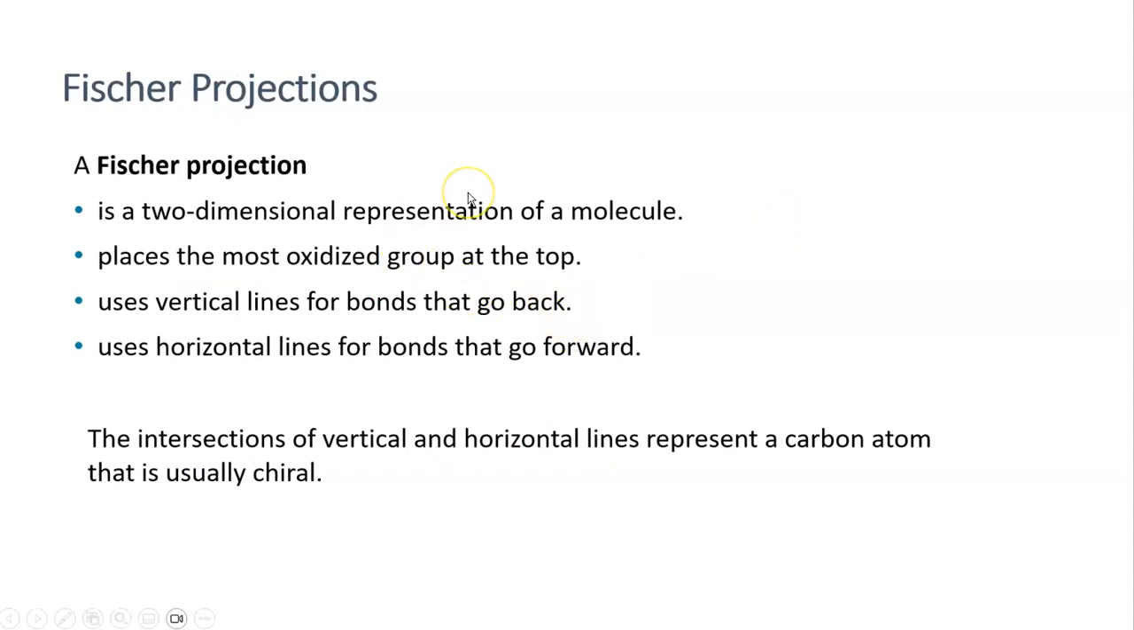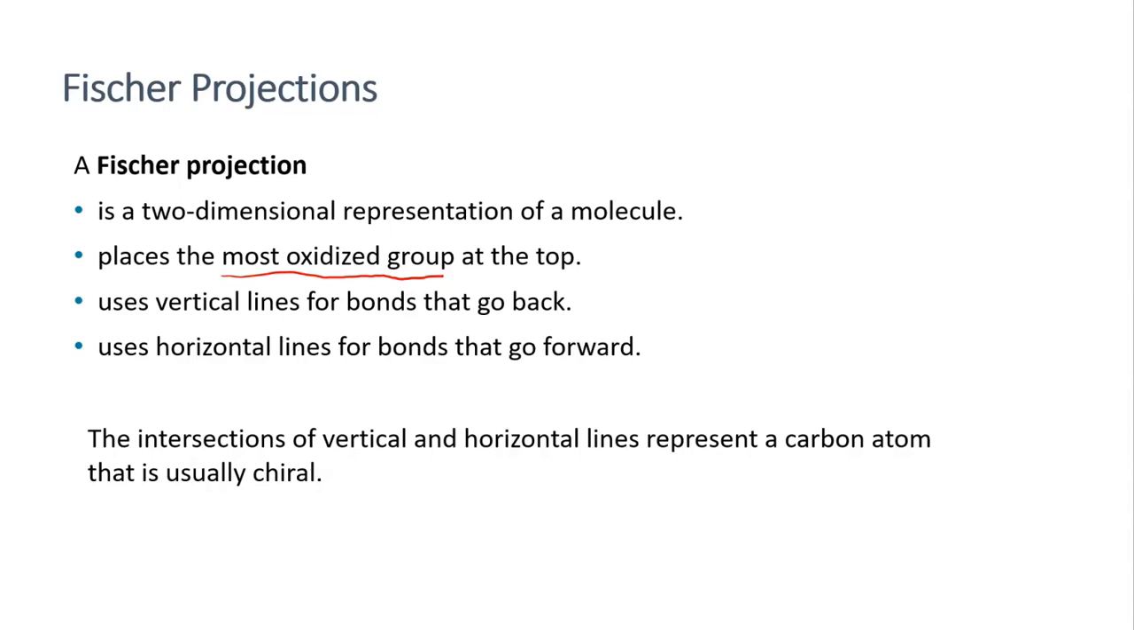Now, in order to simplify these three-dimensional molecules, there is a model called Fischer projections. Now, what is this Fischer projection? This Fischer projection is a two-dimensional representation of a 3D molecule. So it's actually a simplification. For any given carbohydrate molecule specifically, we can draw a Fischer projection by placing the most oxidized group, which can be the ketone group or aldehyde group, at the top.